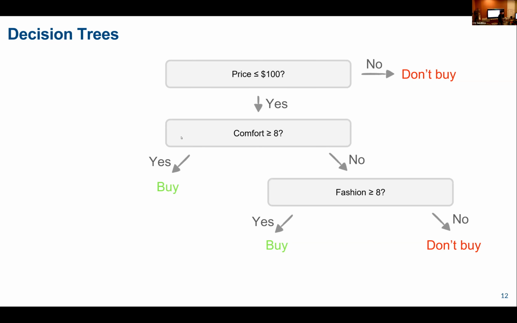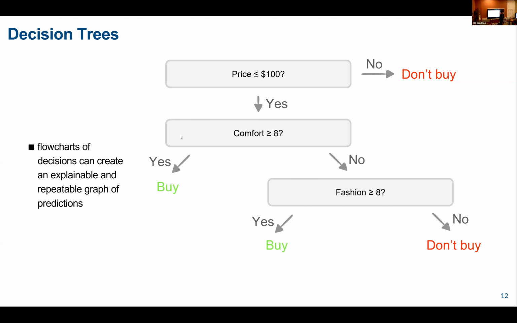Okay, good. If we want to turn this into a more concrete or easy to evaluate algorithm for a computer, we can set some more concrete questions. So these here. Is the price less than or equal to $100? Is the comfort greater than or equal to 8? And is the fashion greater than or equal to 8? And we can ignore the fact that neither comfort nor fashion are objective, but for now we'll consider them to be objective, okay? So this gives us a relatively easy to explain and repeatable graph of predictions, but it also seems a little bit hard-coded, right?